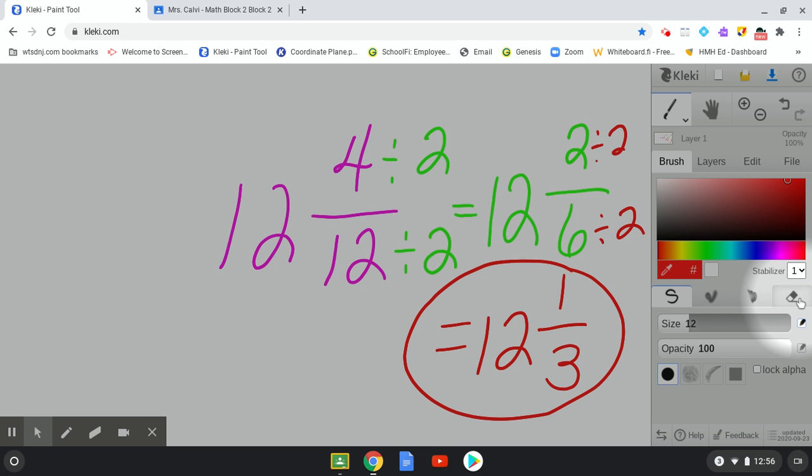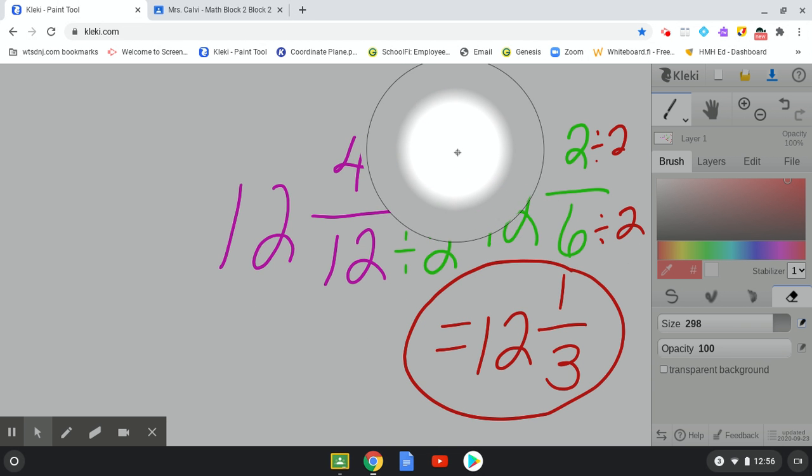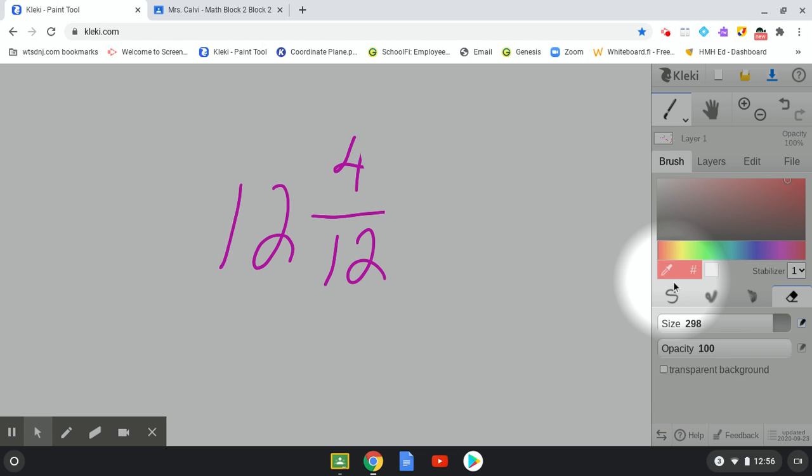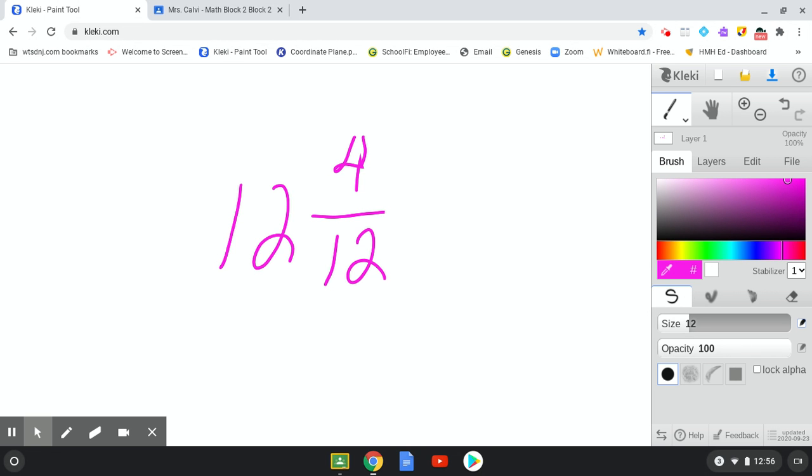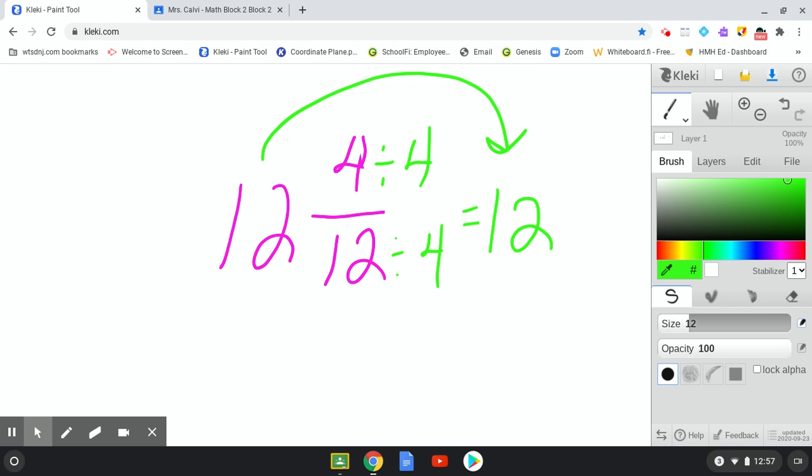Now, if I would have, instead of dividing by 2 in the beginning, let's put my 4 back. I happen to know that 4 and 12 are both divisible by 4. So if I would have divided by 4 right from the beginning, carry over my whole number. 4 divided by 4 is 1. 12 divided by 4 is 3. I would have gotten to my simplified answer quicker.